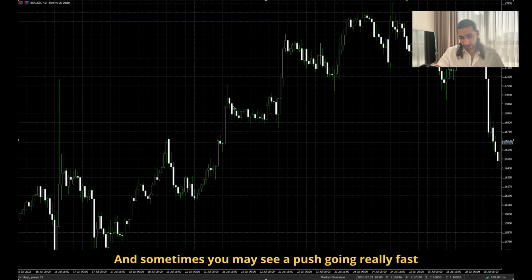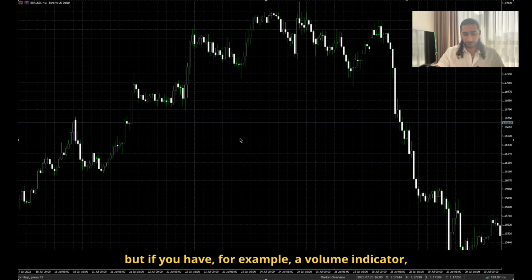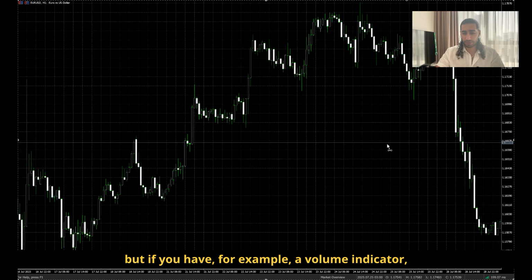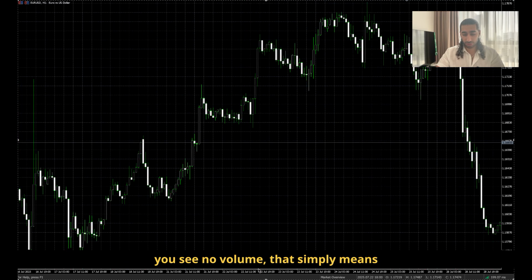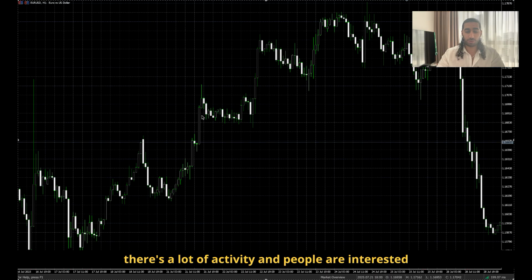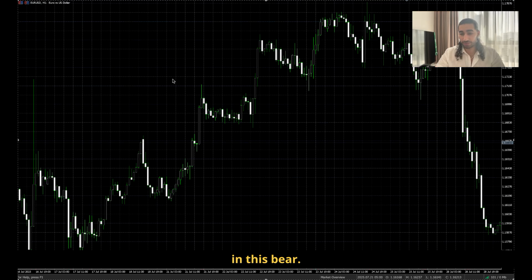Sometimes you may see a push going really fast to the downside and you might think it's a bearish move, but if you have, for example, a volume indicator, you see no volume. That simply means that here nobody is trading, it's just people getting out of their trades. And here, because it's during the session, there's a lot of activity and people are interested in either buying or selling any of these two assets in this pair.